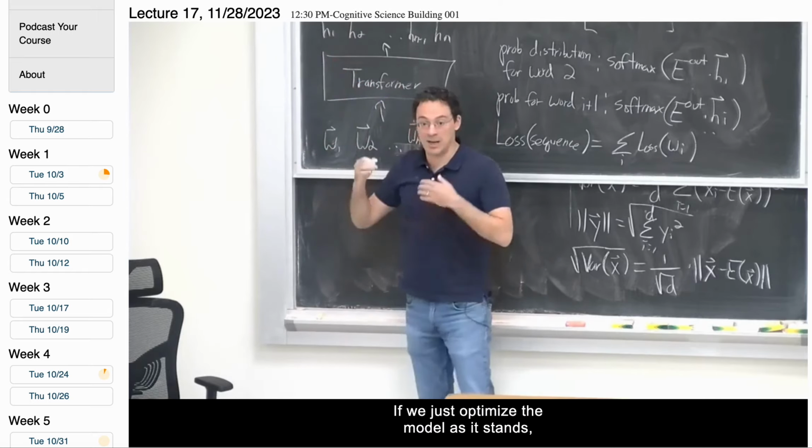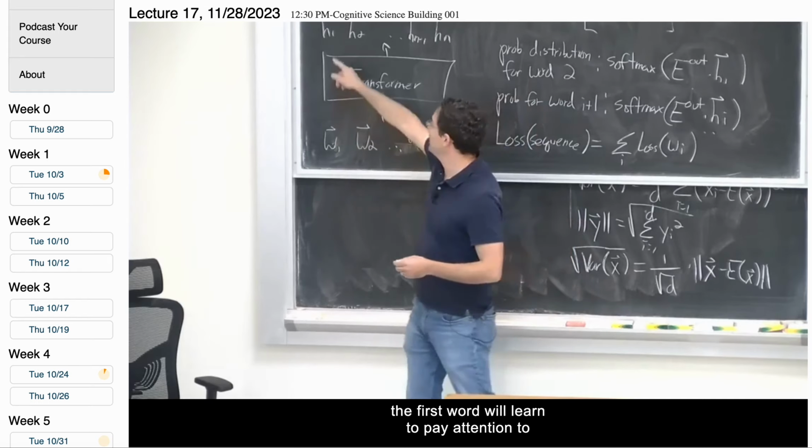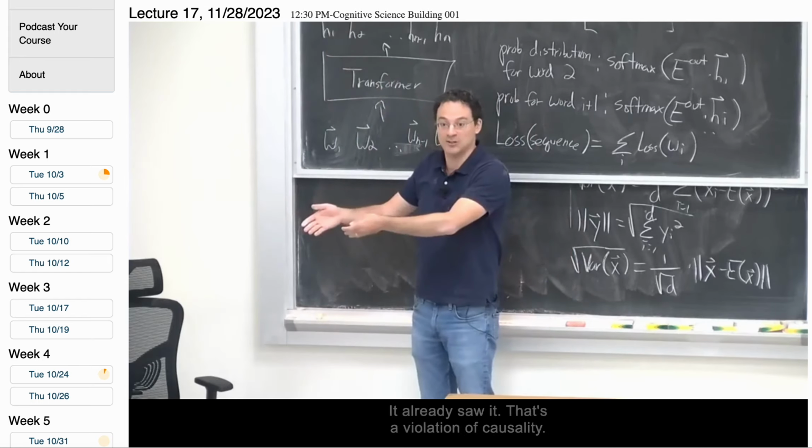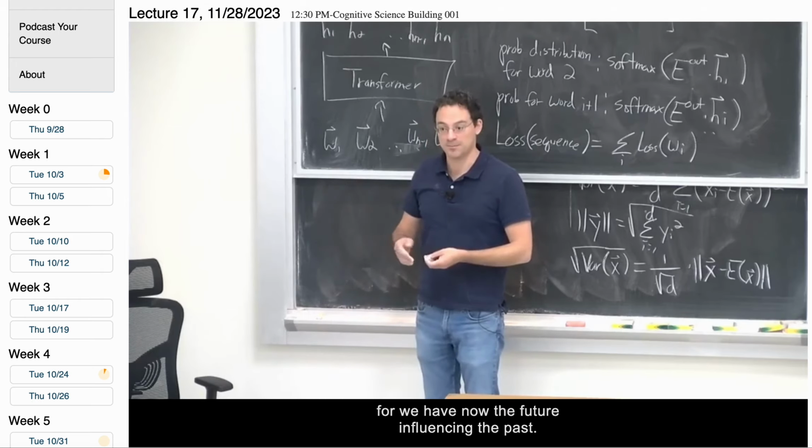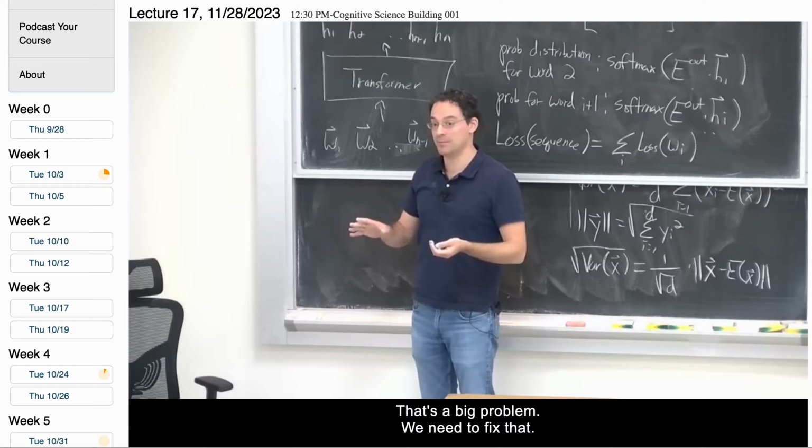So if we just optimize the model as it stands, the first word will learn to pay attention to the second word. And so of course it will know how to predict the second word. It already saw it. So that's a violation of causality. I think you thought about that a little bit on problem set 4. We have now the future influencing the past. That's a big problem. So we need to fix that.